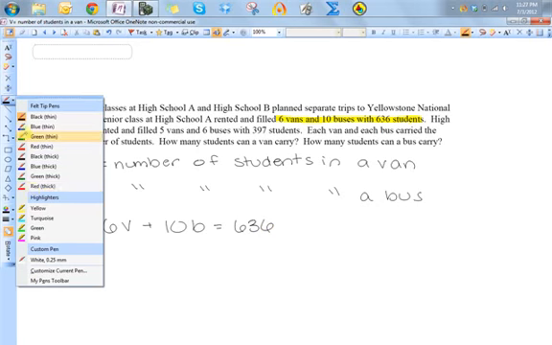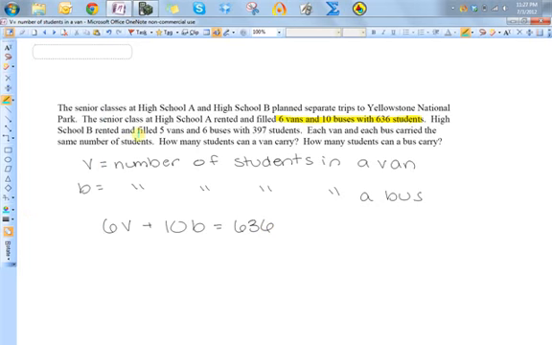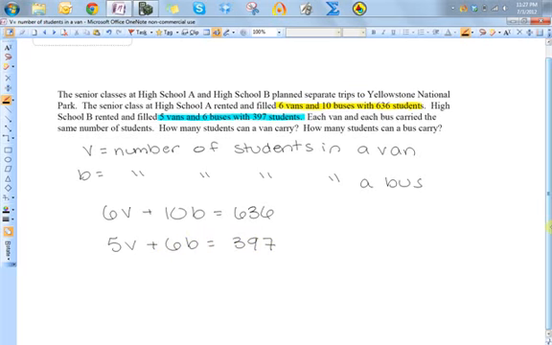Okay, so I'm going to do a similar thing for high school B. They had 5 vans and 6 buses. So 5 vans plus 6 buses equals 397 students. Now I can solve this in various ways. I'm going to solve it by using the addition method.